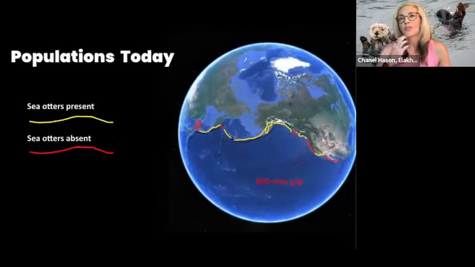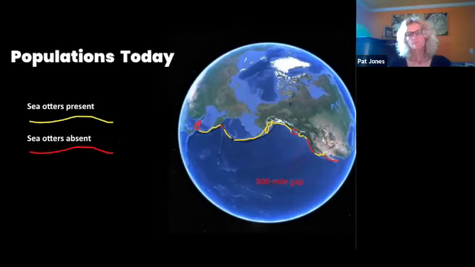So the population today, you can see where sea otters are present in yellow. And then there's an 800-mile gap from Washington to California, where sea otters used to be, that they're no longer present, and Oregon is at the top of that red line there. So that is why we're trying to bring them back.